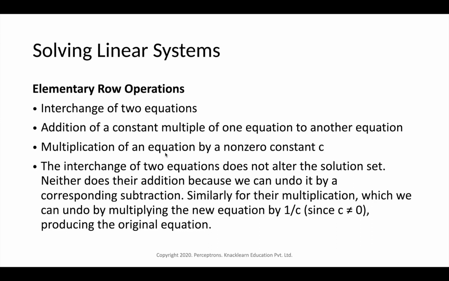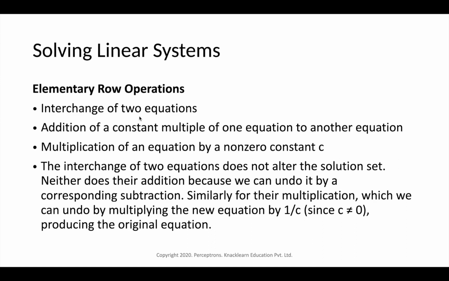Next is multiplication of an equation by a non-zero constant. We can multiply any equation by a non-zero constant. That is, I can say row 2 equals 2 times row 2, or 5 times row 2. I can take any row and multiply it with any non-zero constant. So here, these three things can also be undone. We can get the original value back.